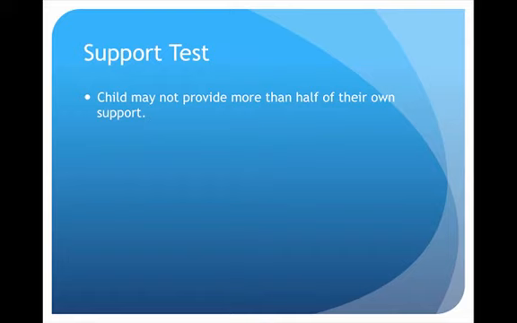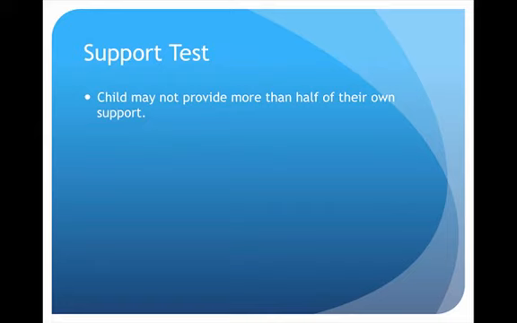And then the support test. The child cannot provide more than half of their own support. So if a person could say yes, they qualify in the relationship. Yes, they qualify in terms of their age. Yes, they qualify in terms of the abode, and yes, on support. If you can say yes to all four of those tests, then that person does qualify as a dependent.